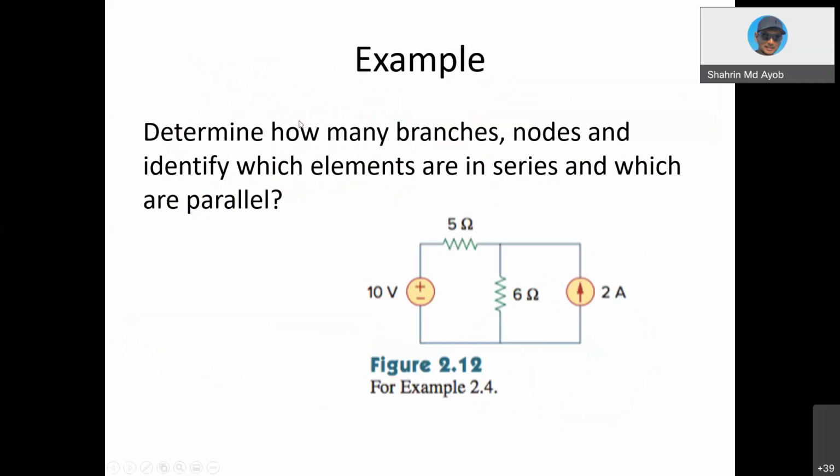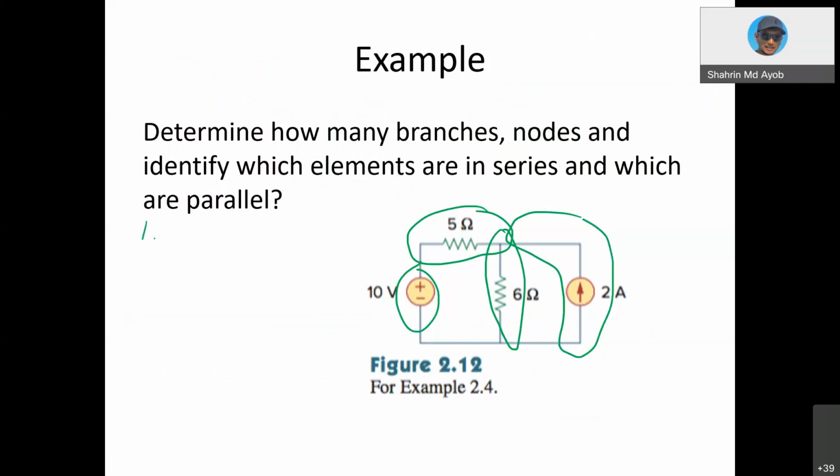Okay, so example: determine how many branches and nodes, and identify which elements are in series and which elements are in parallel. So first we go for the branches and nodes. For the branches, we have 1, 2, 3, and 4. Okay, 4 branches. And what about the nodes? The nodes we have 1, 2, 3. Yeah, 3.